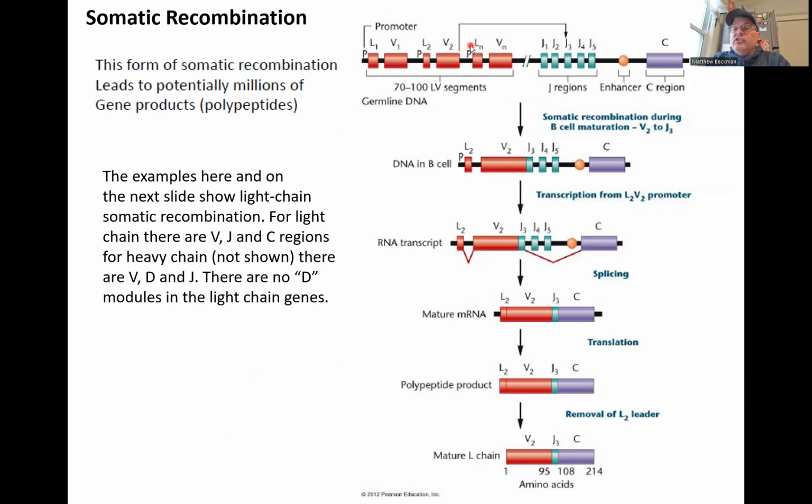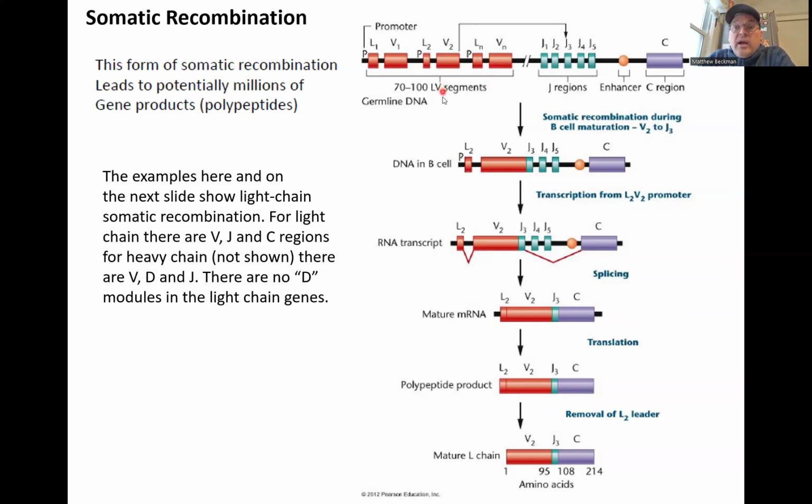But any of these combinations could happen. And so what we see here is these LV segments, these leader and variable segments. Depending on the particular, there are 5 different immunoglobulins with 5 different light chain gene regions, and those could have between 70 and 100 LV segments. Here we're just seeing the first 2, and then they put the N, meaning it could be a big number.